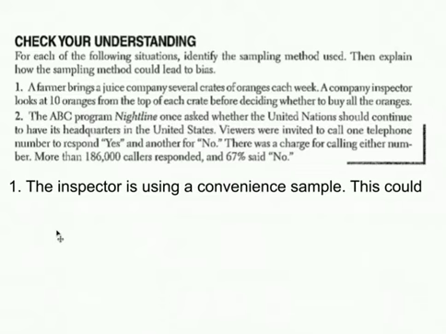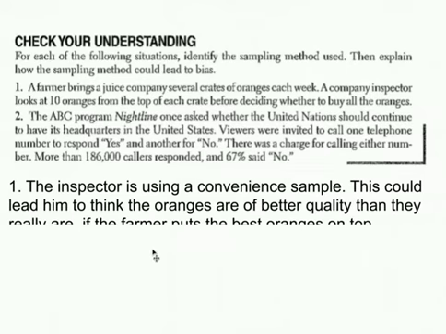And so the way that a convenience sample in this case could lead to bias is you have to think about the perspective of the farmer. The farmer is probably going to put his best stuff on top. And so this could lead to bias because this could lead the inspector to think that the oranges on top are of better quality than they really are, or that the whole crate of oranges is of better quality than it really is because of the oranges on top.